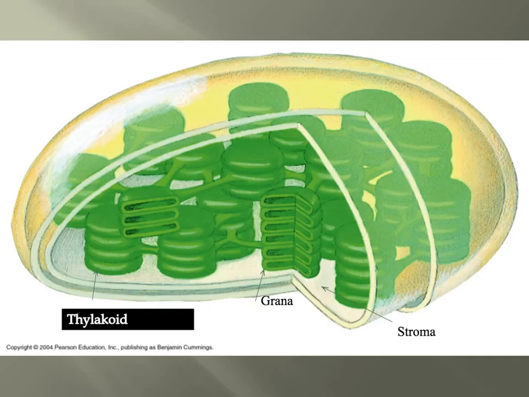So in your diagram in the note guide, please make sure that you label it accordingly. Thylakoid refers to one single green circle, grana is the stack of green circles, and the middle is the stroma, the jelly-like substance.